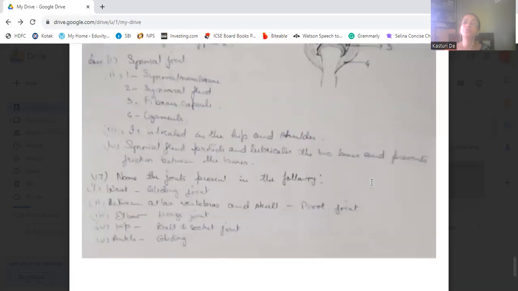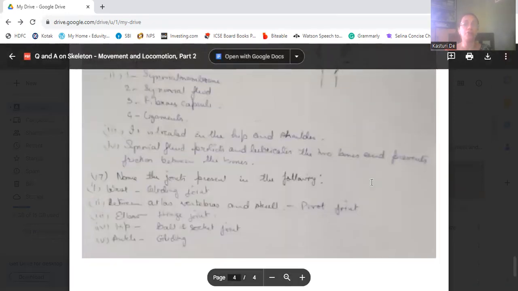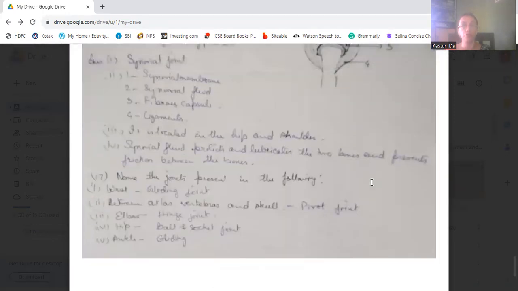So this is the end of the chapter on skeletal movement and locomotion. In the next video, we will discuss the skin chapter. We'll start with the skin chapter.